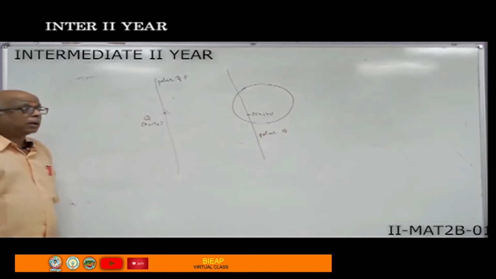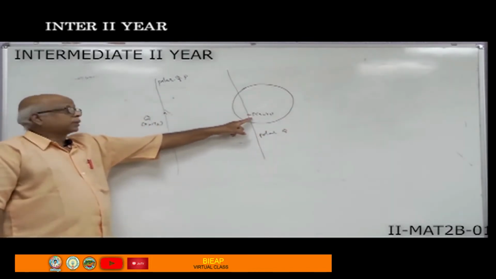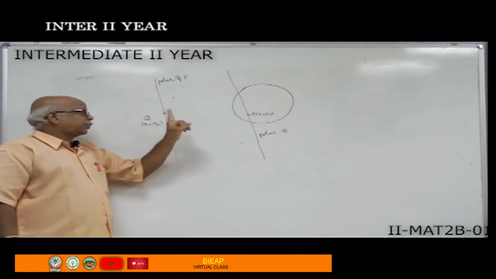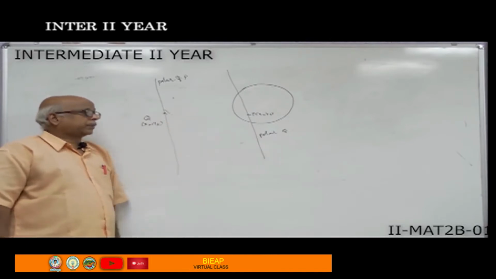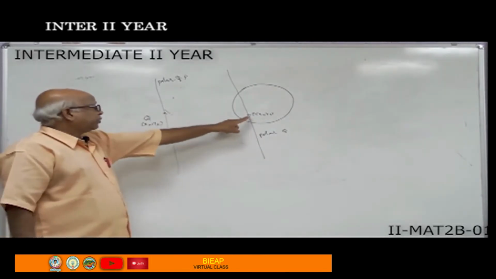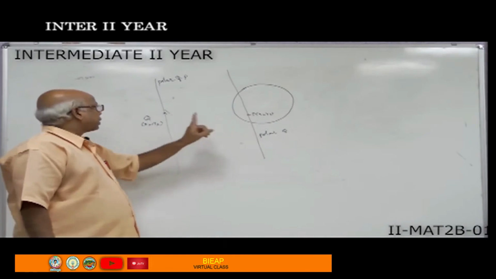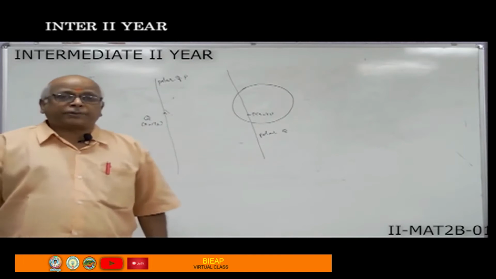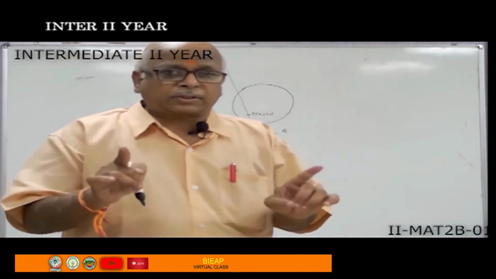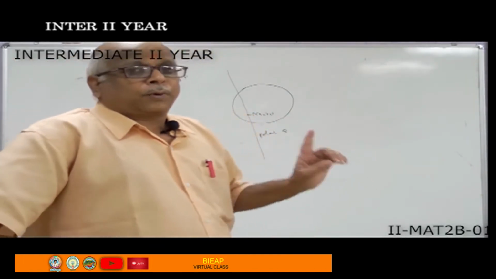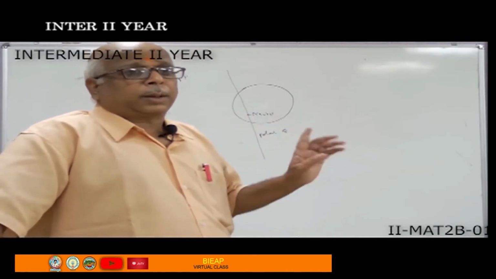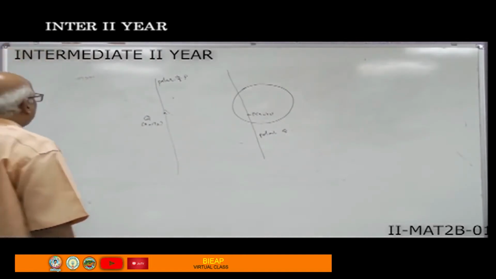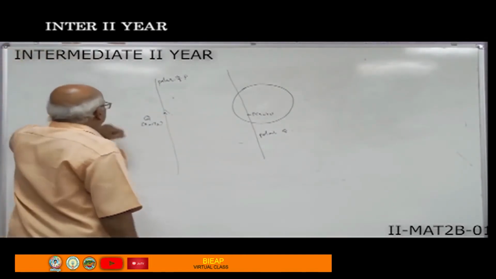So what is the meaning? Polar of P is passing through Q. Polar of Q is passing through P. Or in other words, P lies on the polar of Q, and Q lies on the polar of P. So conjugate points means 2 points are such that one is lying on the polar of the other, then those two are called conjugate points.